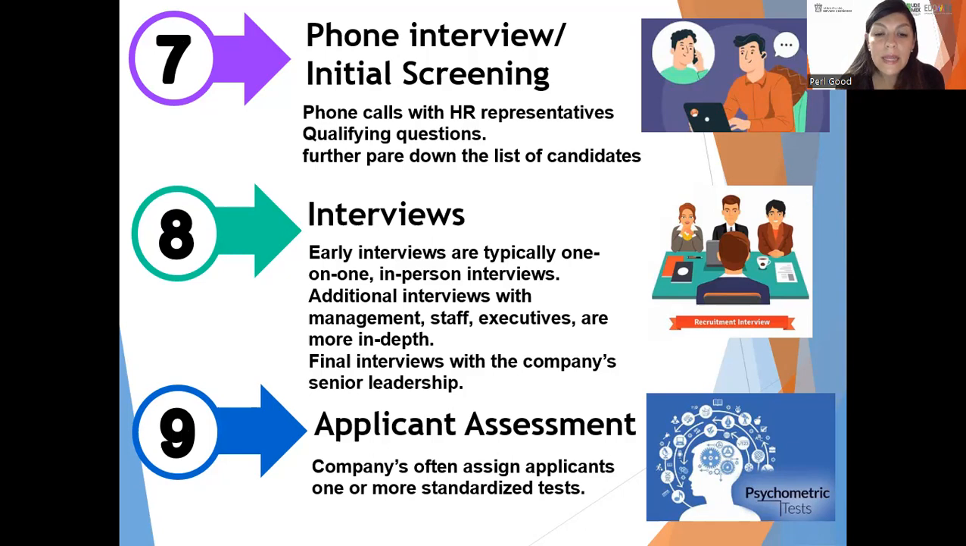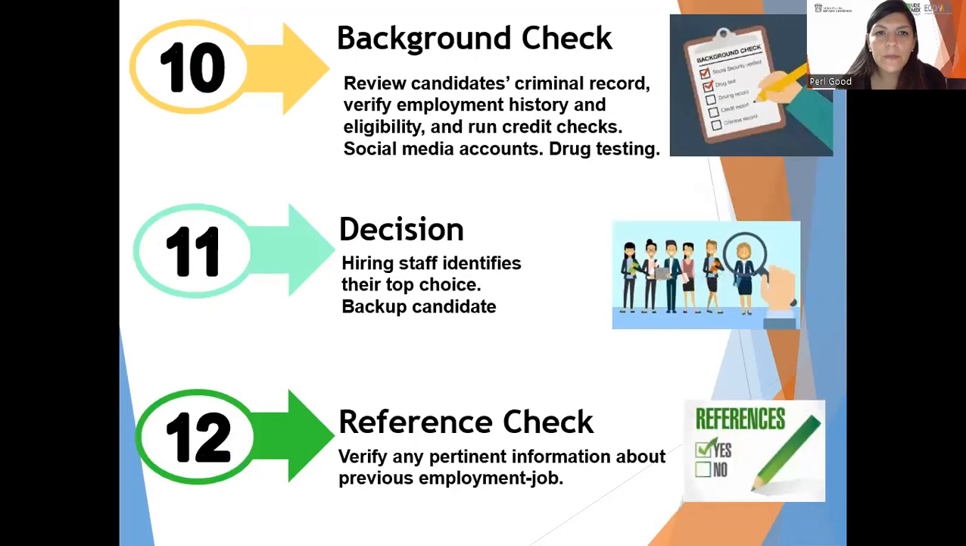The ninth step is the applicant assessment. When all the interviews finish, the company often assigns applicants more standardized tests that we call psychometric tests, to check personality and other characteristics of the candidates. The step 10 is the background check. We have to check the candidates' records for criminal record, verify employment history and eligibility, and run credit checks.